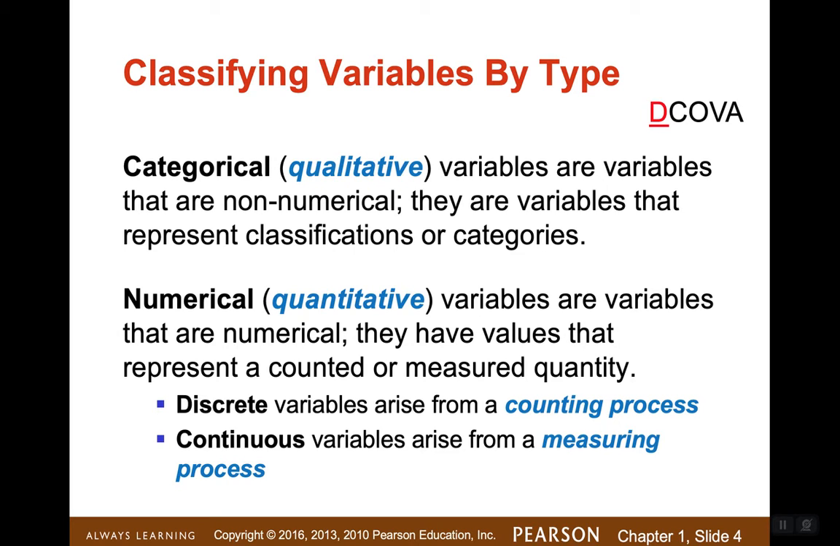So we would call variables resulting from a counting process discrete, and continuous variables are assigned to a measuring process. So it's basically two types: characteristics, basically descriptions, or numbers.